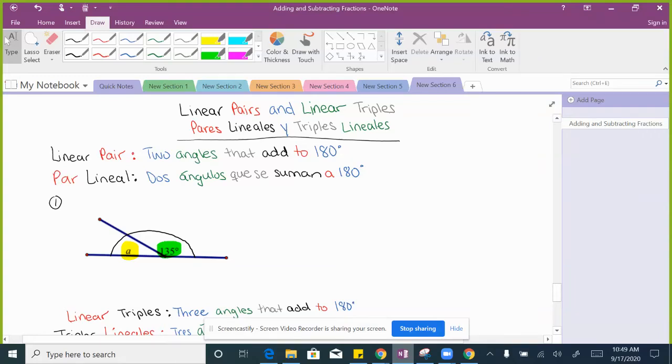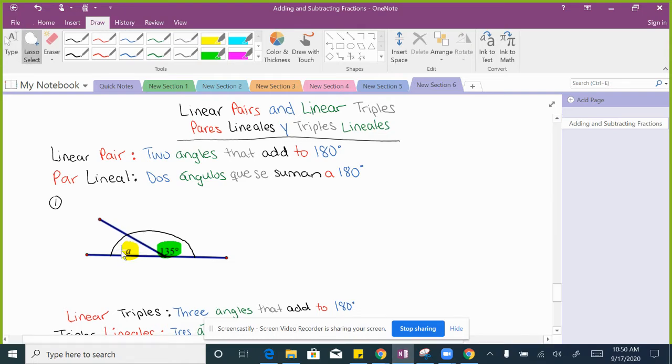Hello, today's video is on linear pairs and linear triples. Hola, el video de hoy es sobre pares lineales y triples lineales. A linear pair is two angles that add to 180 degrees. Un par lineal es dos ángulos que se suman a 180 grados.